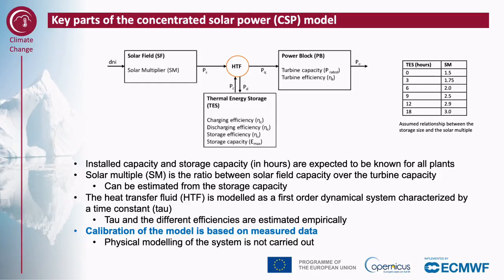The heat transfer fluid is modeled as a first-order dynamical system characterized by a time constant. And this time constant creates some inertia in the model, meaning that a sudden change in the DNI doesn't cause an immediate response on the electrical power. And of course, the whole thermal energy storage can create additional inertia, meaning that when the DNI changes, there is a delay until we see an impact in the electrical power. And this is something that we can also calibrate based on measured data, so we get both the efficiencies correct and this inertia and sort of slowness in the system to be correct.